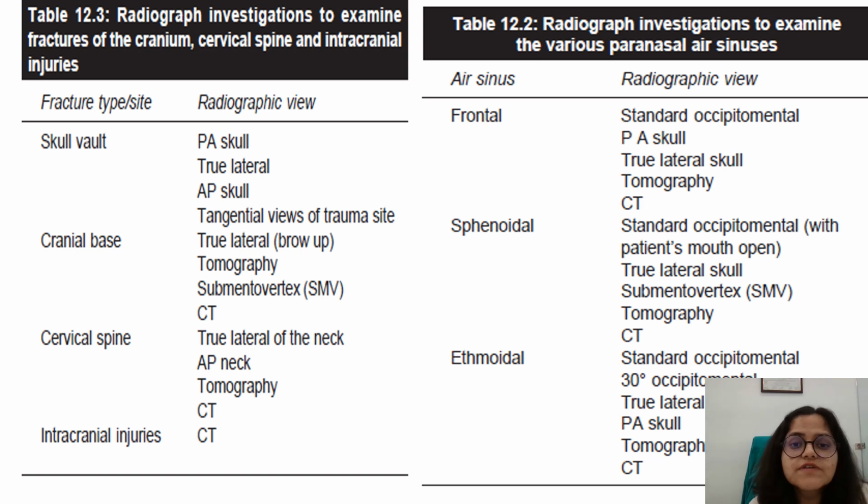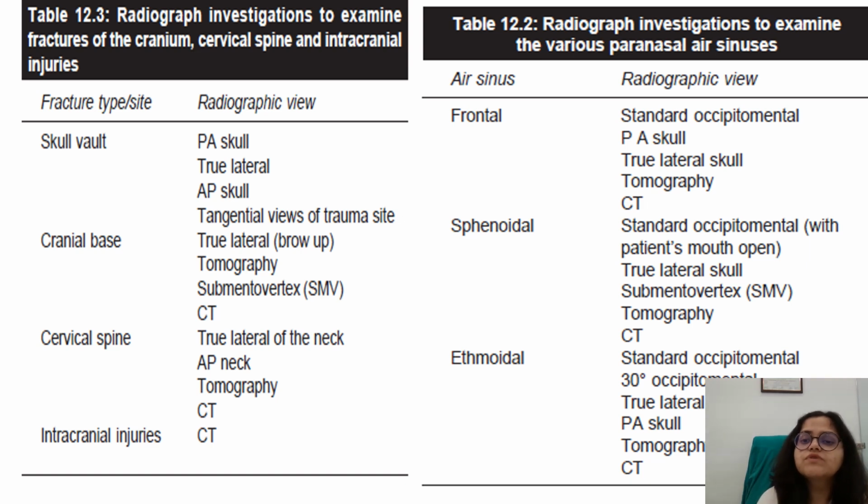Next, if you want to investigate or examine fractures of the cranium, cervical spine, and intracranial injuries, then it depends on the fracture type. According to the fracture type, you can go for extraoral radiographs. If there is any fracture involving the skull vault, then you can go for the PA skull, true lateral, and AP skull. If there is any fracture involving the cranial base, then these are the radiographs which you can view. Then for the cervical spine, true lateral of the neck, AP neck, tomography, and CT; for intracranial injuries, CT.